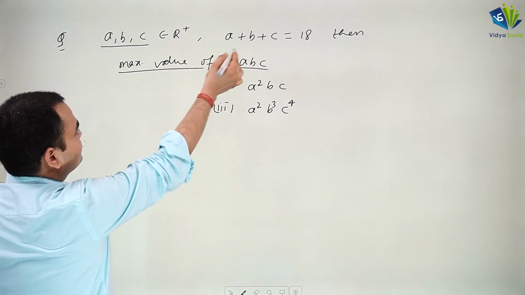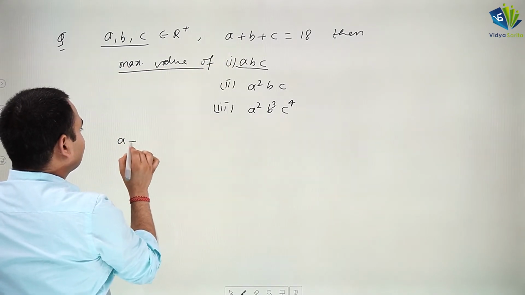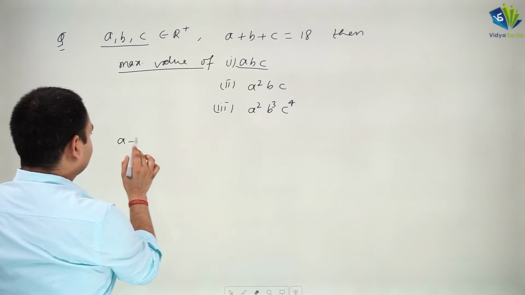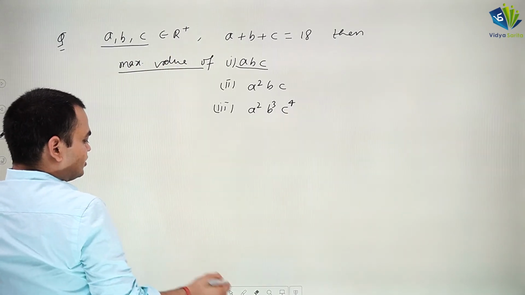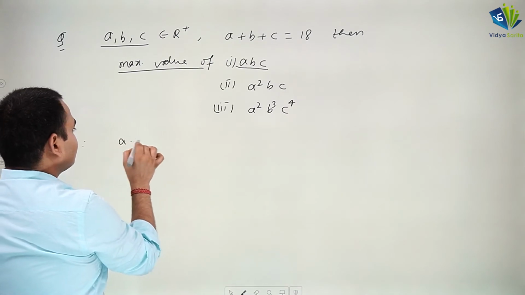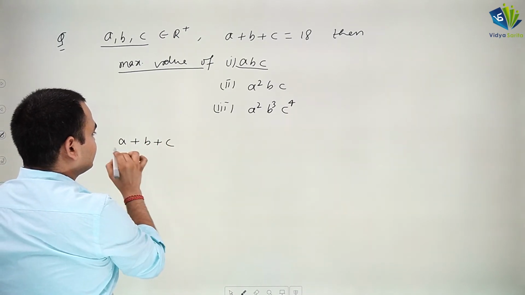So apply AM ≥ GM here. We have three numbers a, b and c. So the AM of these three numbers will be (a plus b plus c) upon 3.